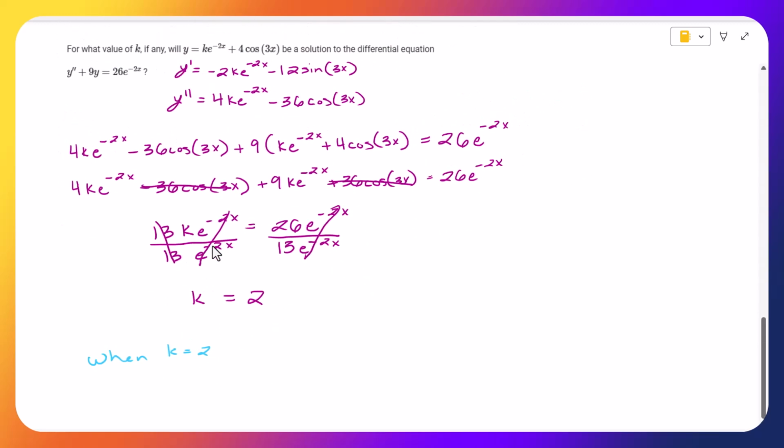Okay. When k equals 2, y is a solution to the differential equation y double prime plus 9y equals 26 e to the negative 2x. Okay, and this is just how I'd write that sentence.